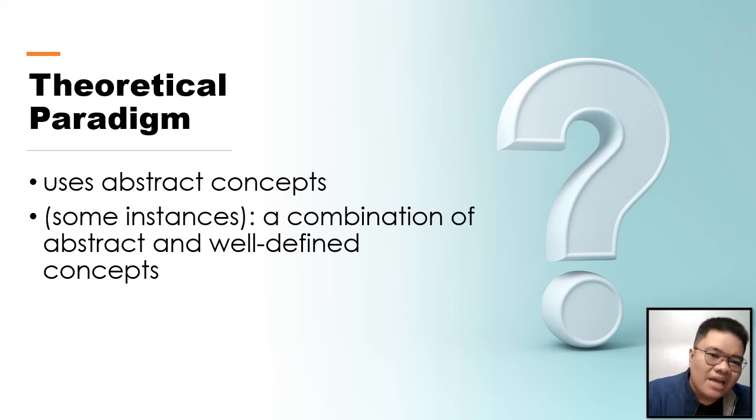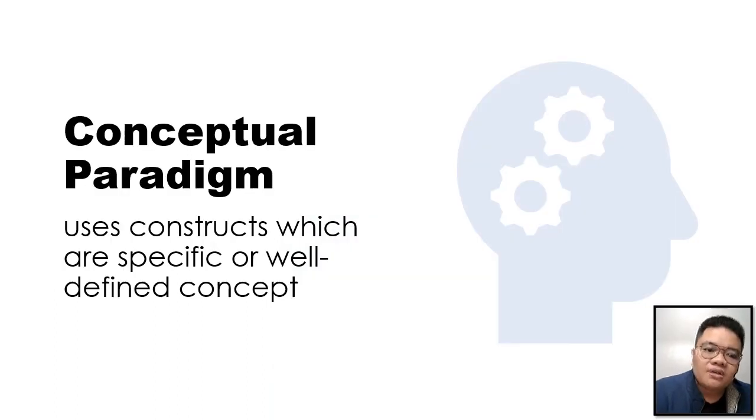If we're going to apply it in our research, we could say that knowledge about infection could lead to attitude towards prevention and then preventive practices. Or we could say that knowledge about family planning could lead to attitude towards family planning, then later on, family planning practices. That's how we apply a theory in our research. And when I say conceptual paradigm, it would use constructs which are specific or well-defined concepts.